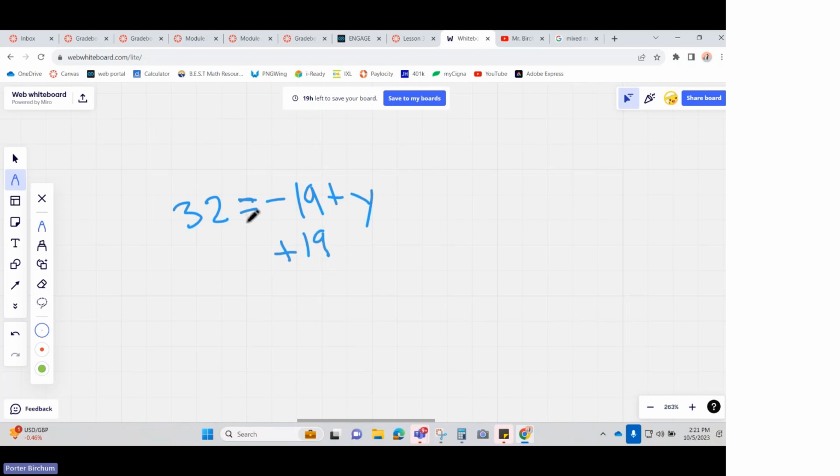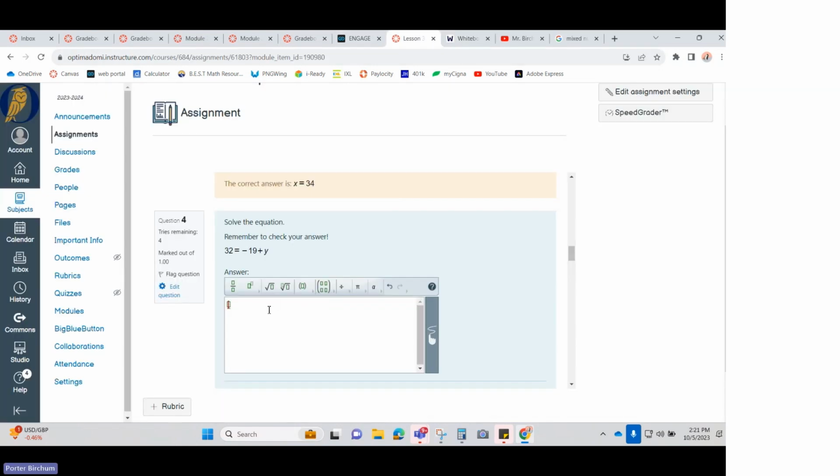Whatever I do to one side of my equation in math, I have to do to the other side. So I'm going to add 19 over here. These cancel out because they make 0. So y equals, 2 plus 9, that's 11, carry the 1. 3 plus 1 plus 1 is 5. Y equals 51.